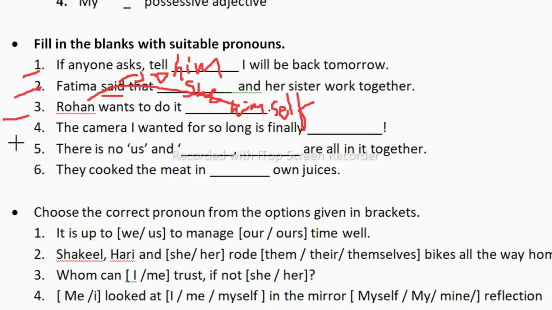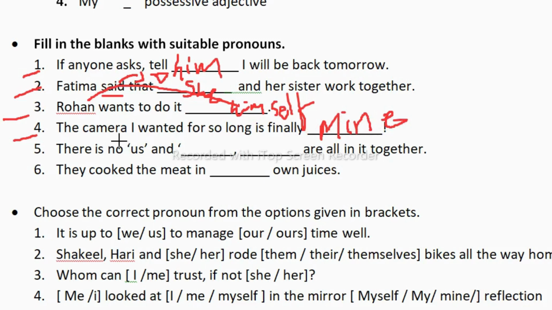Fourth: the camera I wanted for so long is finally dash. So what can I fill here? Is finally dash means he has finally become the owner of something. So here we have to use the possessive pronoun, which is mine. We have to show the ownership here. We cannot say my here, or me.